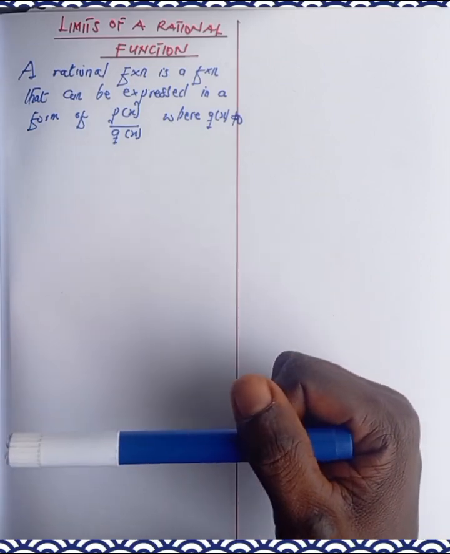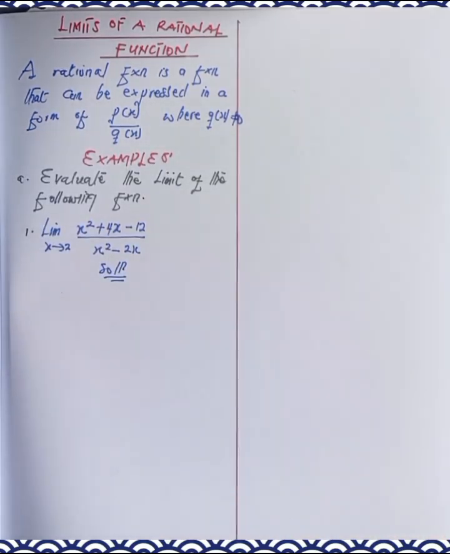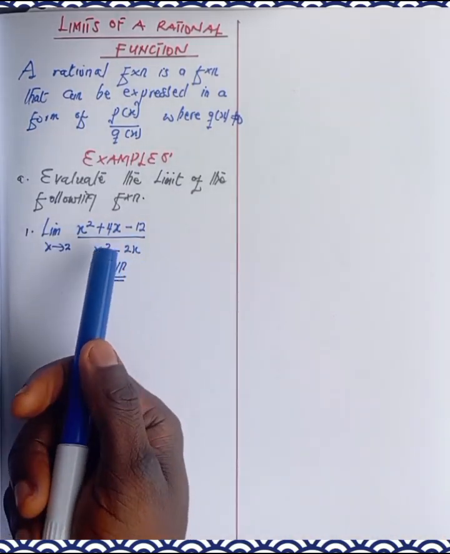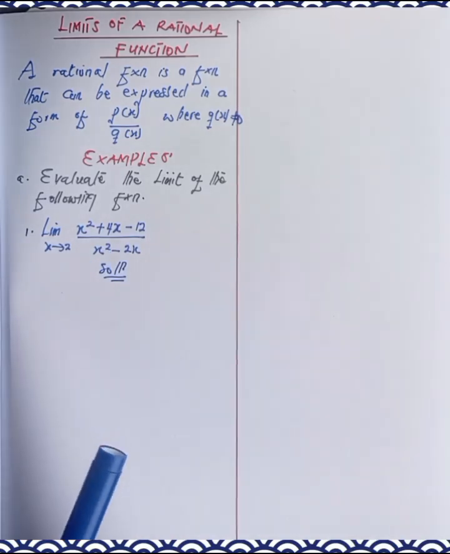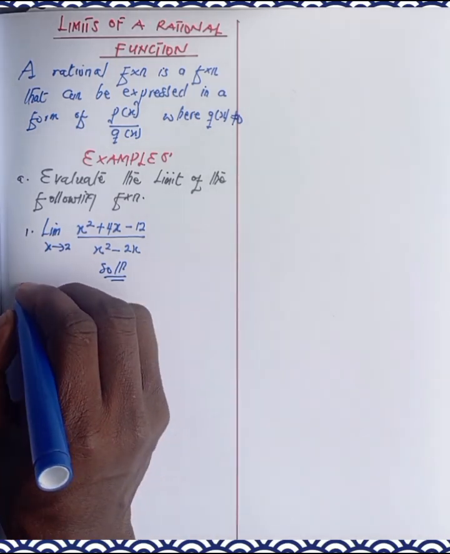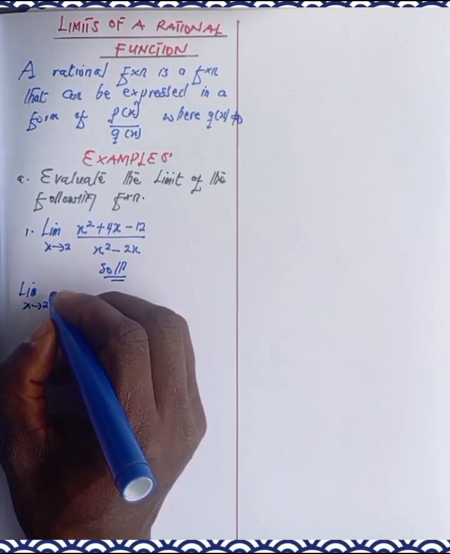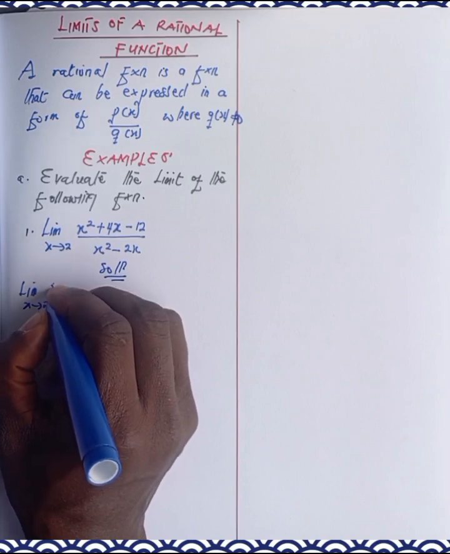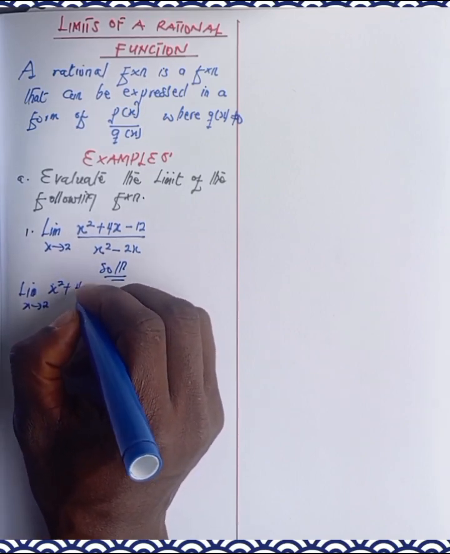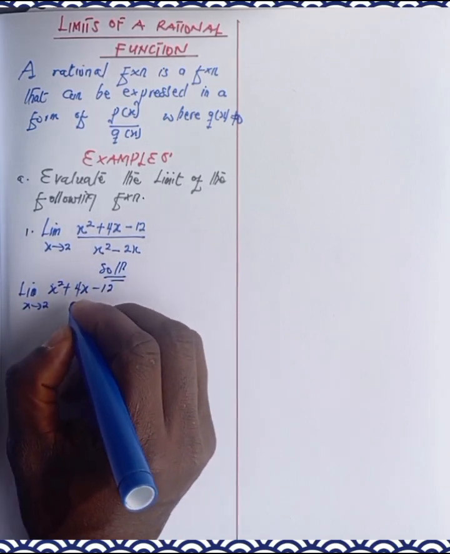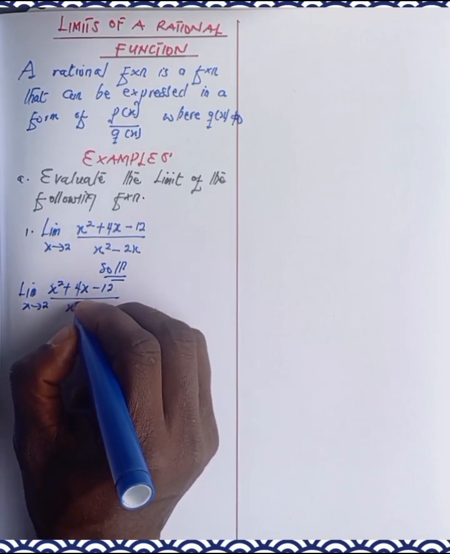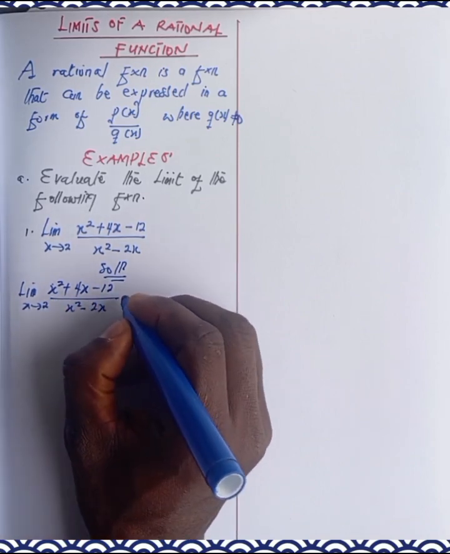So let's take the first example. We have to find the limit of this function as x approaches 2. So we just take the limit of the function by doing our direct substitution and then see what we are coming out with. So we are getting the limit as x approaches 2 of x squared plus 4x minus 12 all over x squared minus 2x.